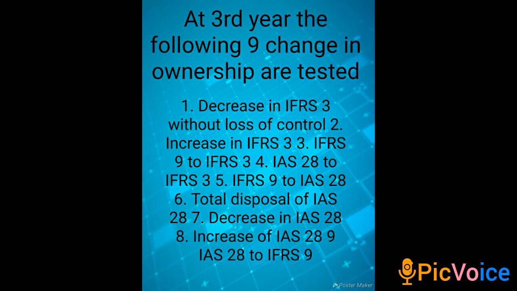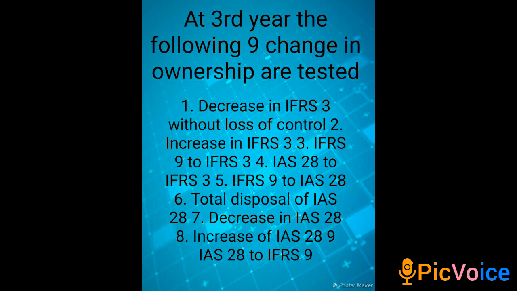The third one is when a simple IFRS 9 investment goes to IFRS 3. The fourth one is when an associate becomes IFRS 3. The fifth one is when IFRS 9 goes to an associate. The sixth one is when there's a total disposal of an associate.